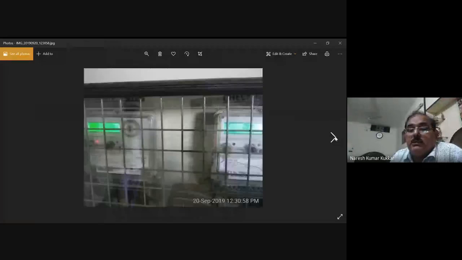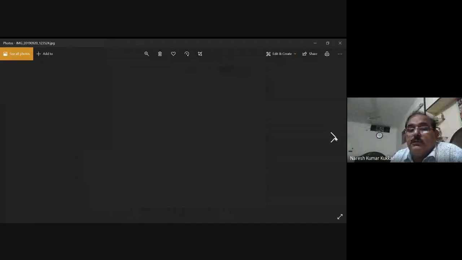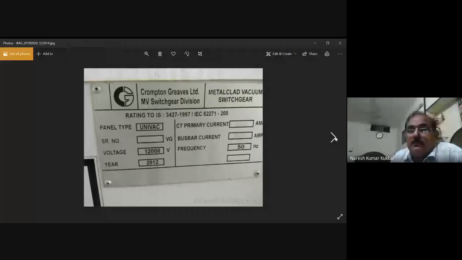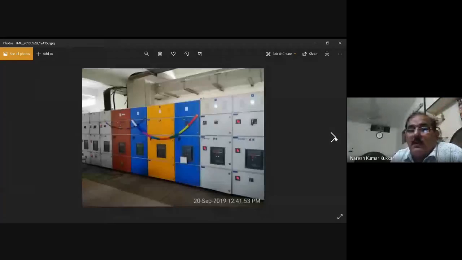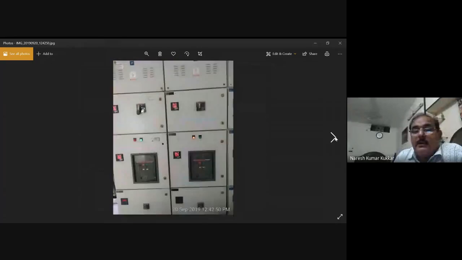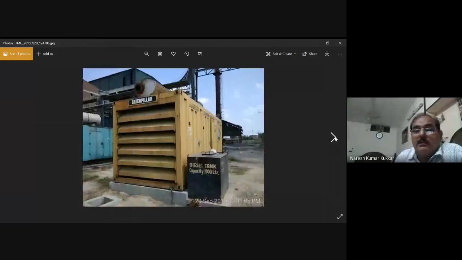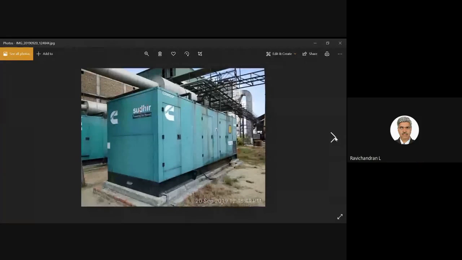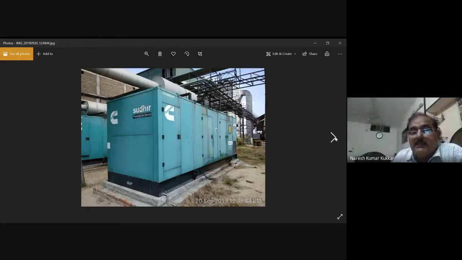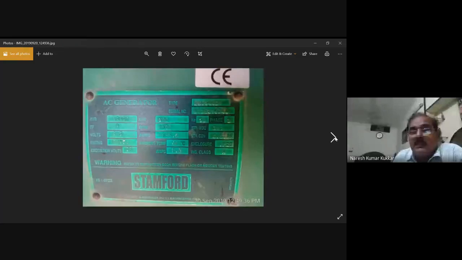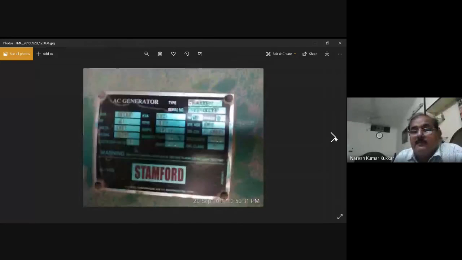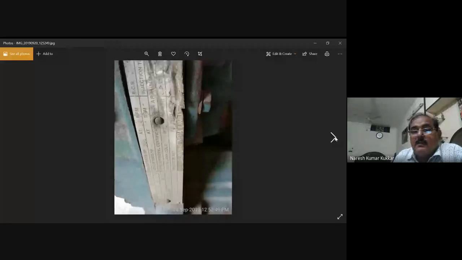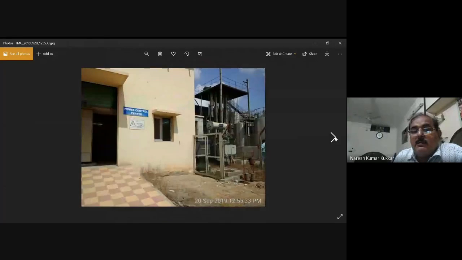Just came across, basically I want to show you. Just a minute. What is this? It's a backup power plant. Generator. Yes, it's a generator. This is the power plant. Transformers.